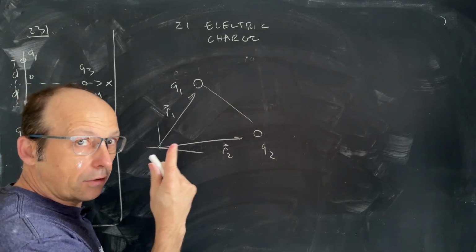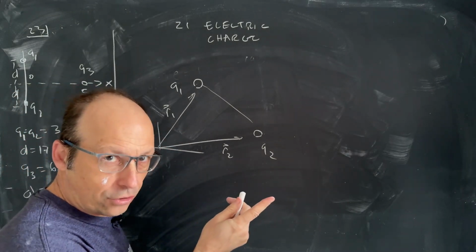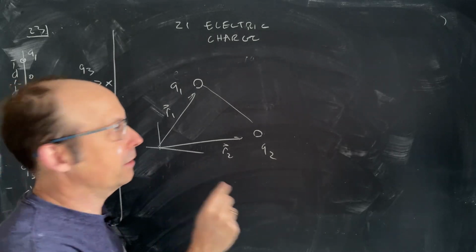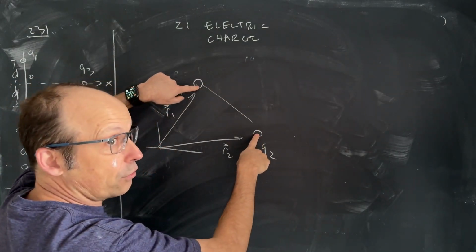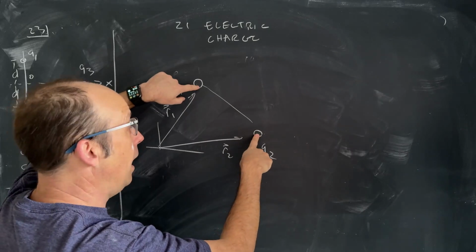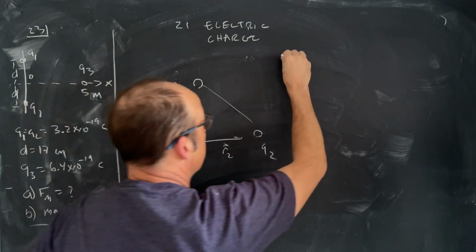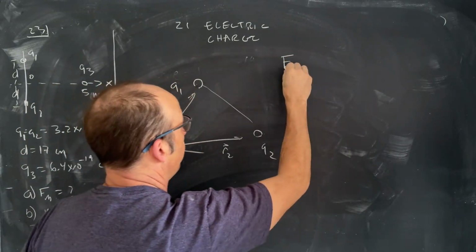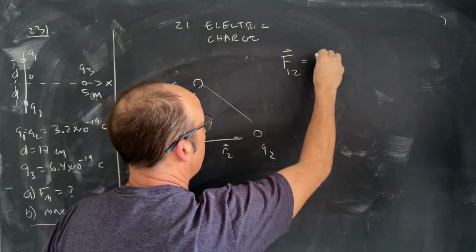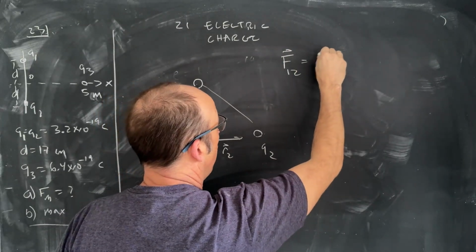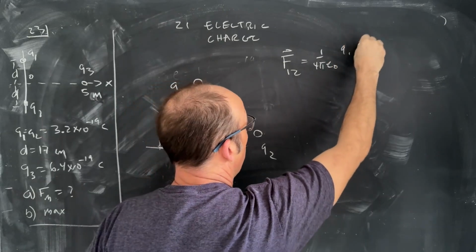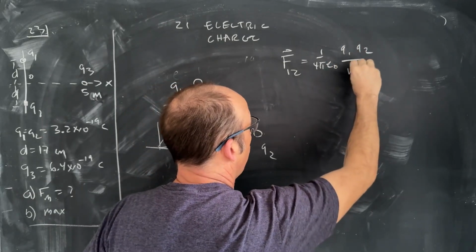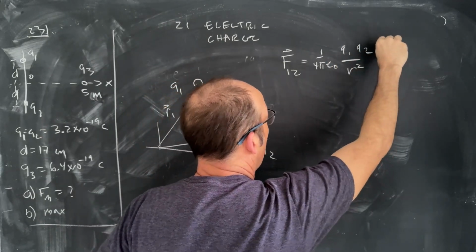The book actually writes Coulomb's law two ways. It writes it first the right way, and then it writes it the wrong way. So there is an electric interaction between these two charges, and we can write that as F1 on 2 equals 1 over 4 pi epsilon naught, Q1 Q2 over r squared, r hat.